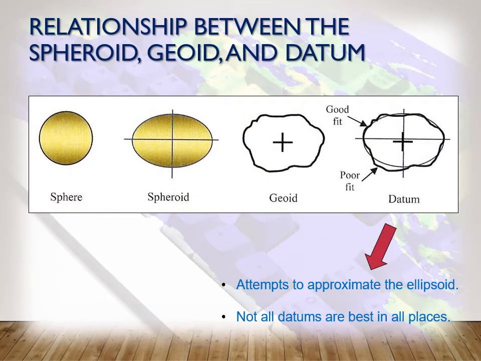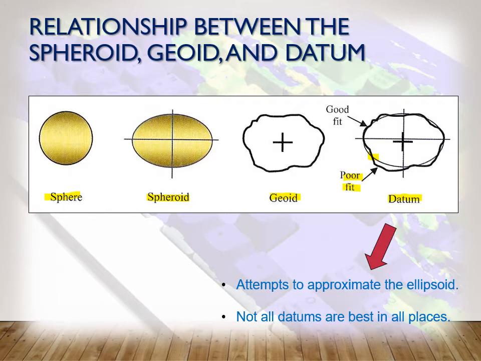So once again, we have a sphere, then we have a spheroid, which is flattened, and then we have a geoid, which attempts to include topography in the flattening of the Earth, and then we try to fit an ellipse around the geoid. Fitting the ellipse around the geoid is considered a datum. And as you can see, some places it's a pretty good fit, but other places, like right here, a bad fit.